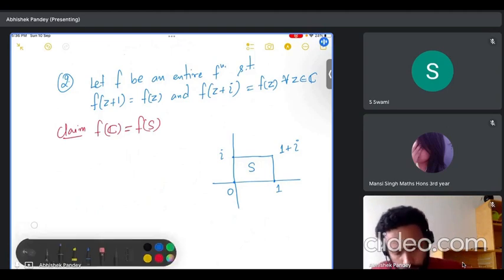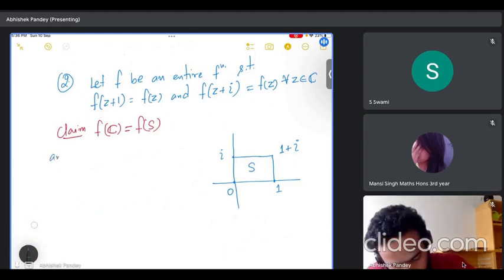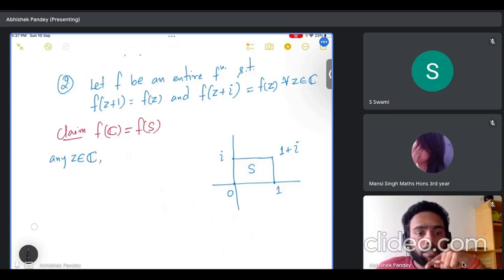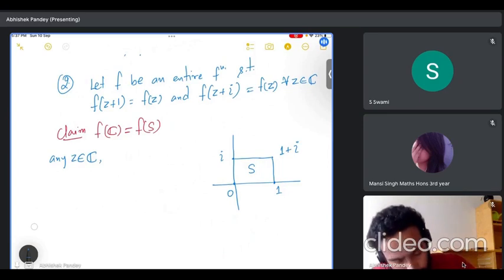So how do we prove this one? Take any z belongs to C. See, this 1 and iota are linearly independent. This will work for any two linearly independent z1 and z2: in the place of 1, if I keep z1, and in the place of iota if I keep z2, and they are linearly independent, then this proof will work. So C is a vector space over R, two-dimensional. So we will write z is equal to x plus y into iota.